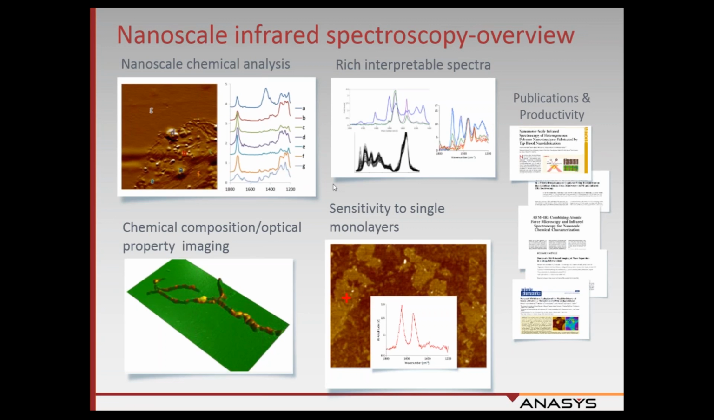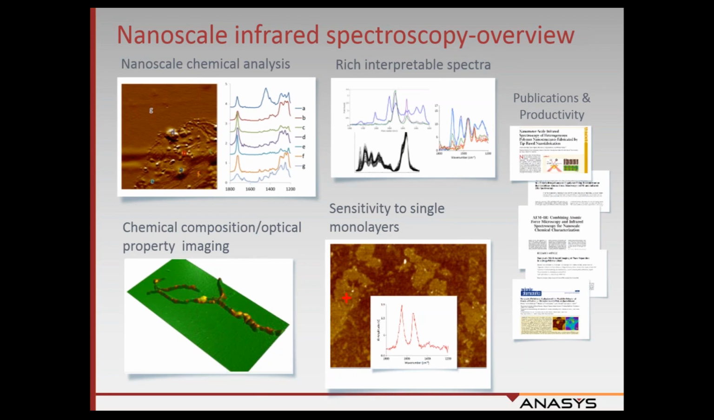So with that, we'll start off by going into a little bit of background, just wanted to mention the benefits of nanoscale infrared spectroscopy as we see them. Essentially, the technique gives you the capability to perform nanoscale chemical analysis to really truly understand the chemical variation across the surface of your sample. And it does this using IR spectroscopy such that you have rich interpretable spectra.